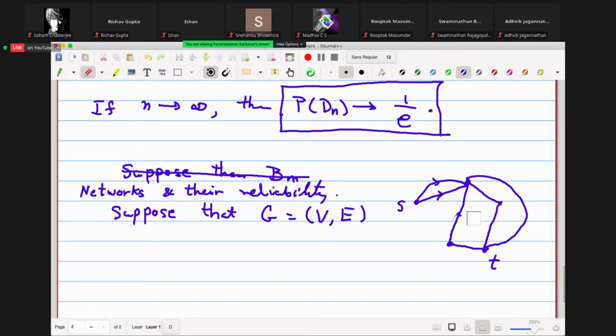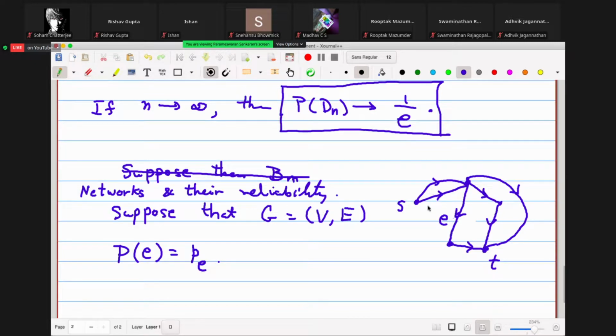Let us put it like this. And now, you have a huge network. This is a simple one anyway. Any one particular route may be available or not. Suppose that an edge, so this is an edge, is available with a probability. So the probability that this edge E is available is, let us say, P of E.